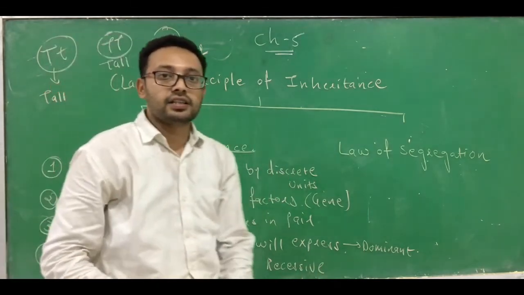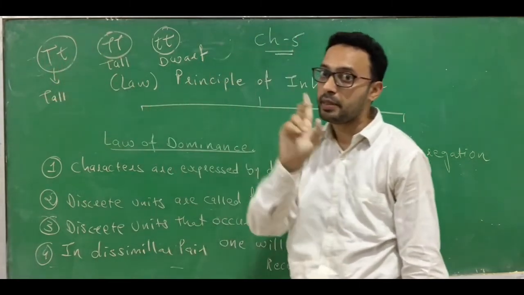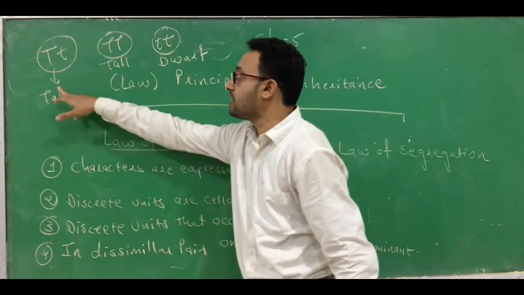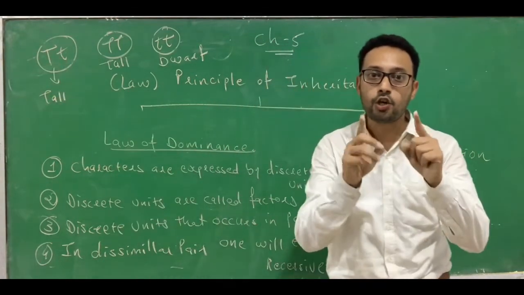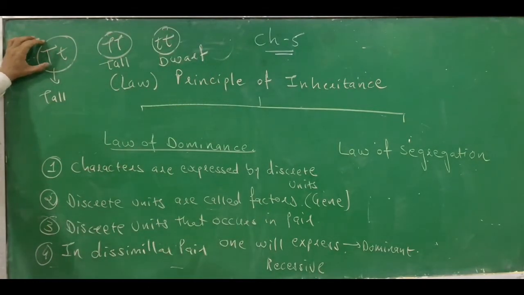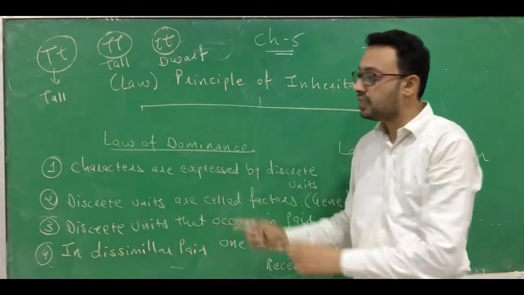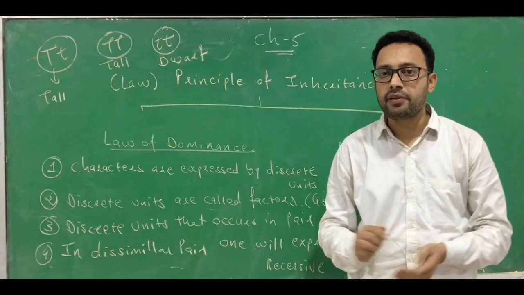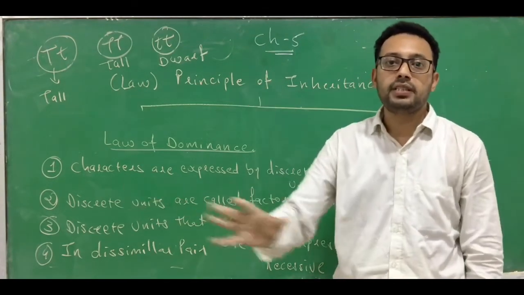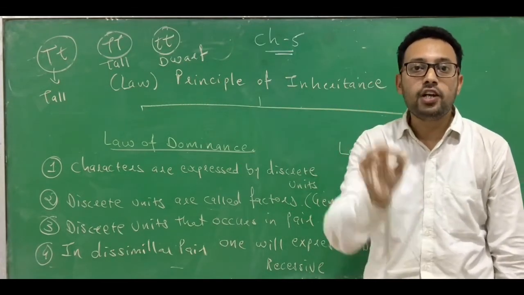Here the recessive doesn't express in a dissimilar pair. Remember, in a dissimilar pair, the character which is expressed, capital T expressed, is the dominant. So here capital T is dominant and small t is recessive. Remember the rule. In simple language, when there is a dissimilar pair, the capital will express, or the dominant character will express, and the recessive will not express.